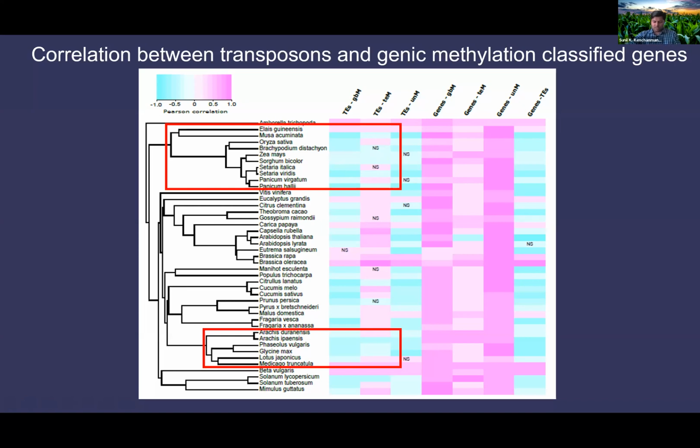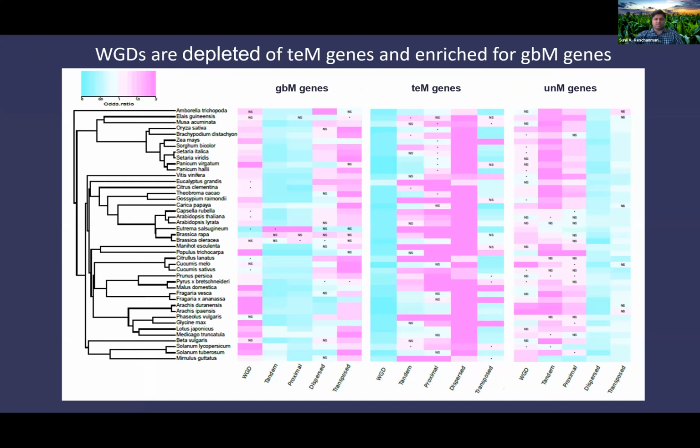TE contents. Then I wanted to know, between the duplicate genes, how DNA methylation is affecting the divergence and conservation of differences in expression or gene function. So for this, I looked at the enrichment and depletion of different classifications of genes with different modes of gene duplication. As you can see here, whole genome duplicates are depleted of transposon-like methylated genes, but they show enrichment for gene body methylated genes.